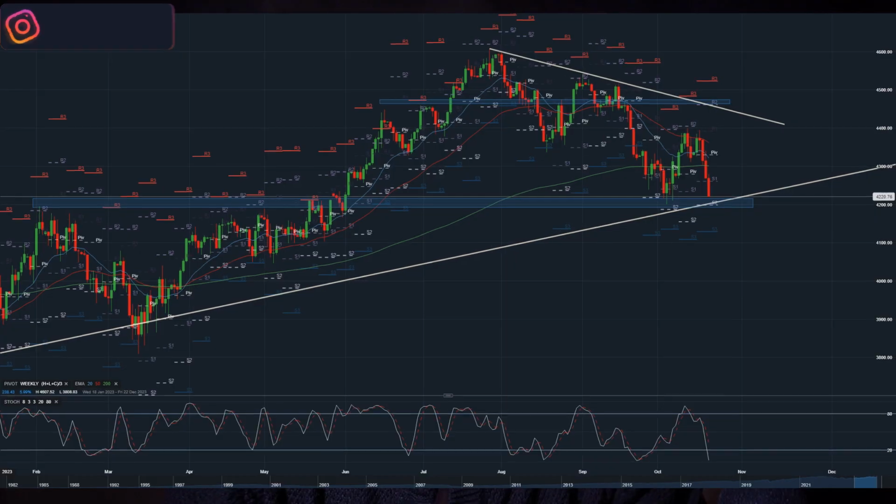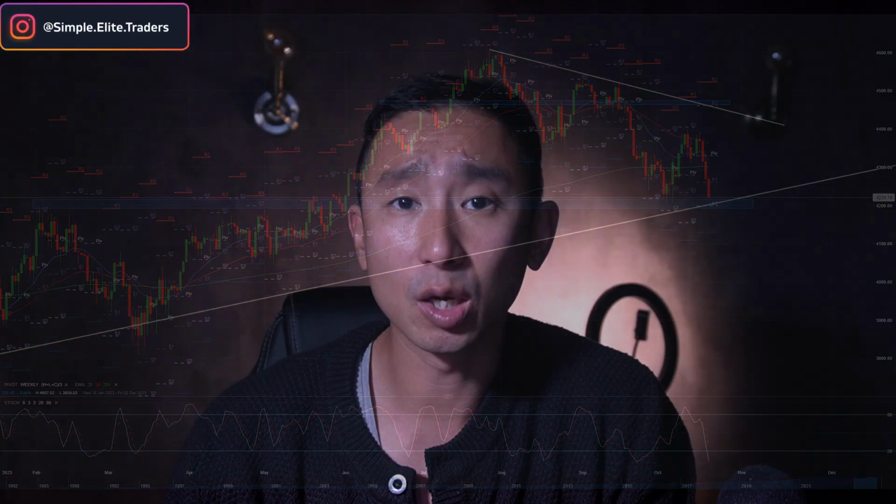S&P 500 and Nasdaq are showing a lot of bearish momentum at the moment. If this critical level of 4,200 breaks on the S&P 500, we could see a lot more downside to come. Let me explain to you why.